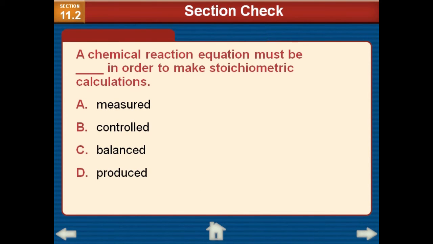A chemical reaction equation must be blank in order to make stoichiometric calculations. Is it A, measured, B, controlled, C, balanced, or D, produced? The answer is C, balanced.